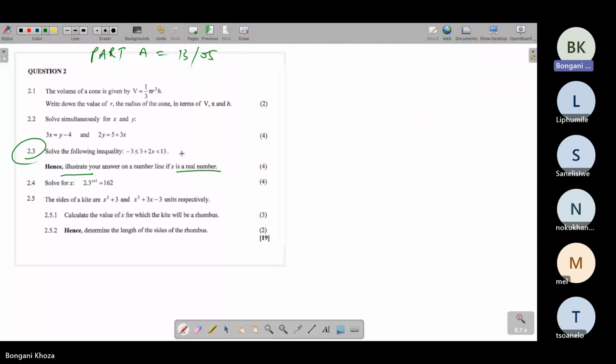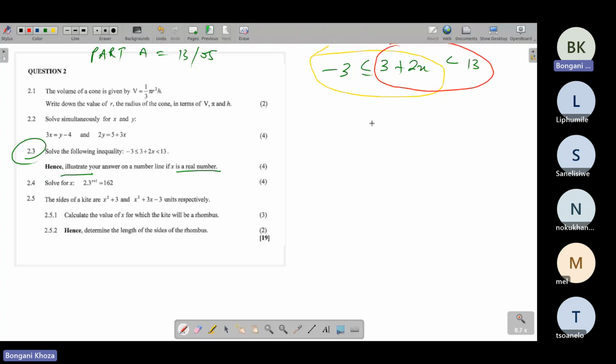So firstly, let's solve this. So given -3 is less than or equal to 3 plus 2x is less than 13, like that, right? So since this inequality is two ways, you have this section over here, and you also have this section over here. So it's two ways like that.